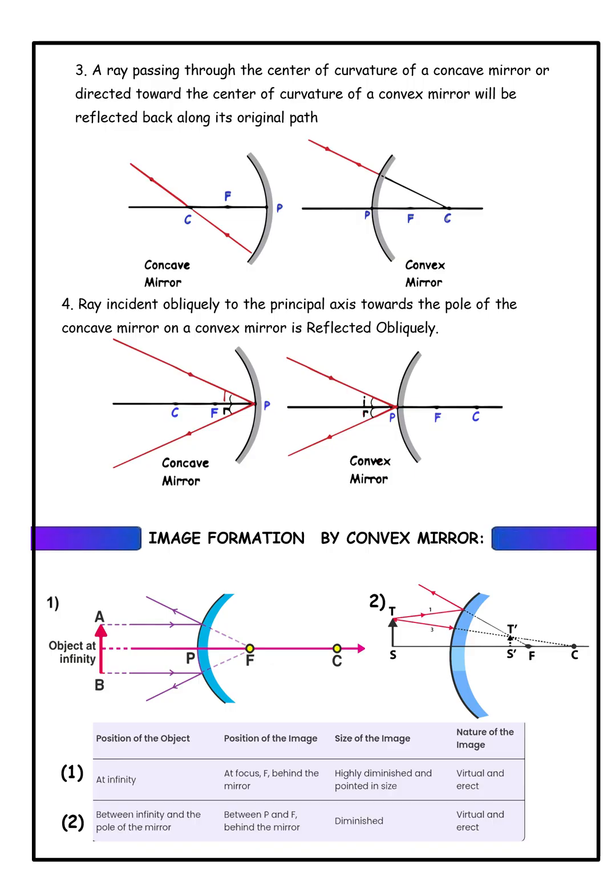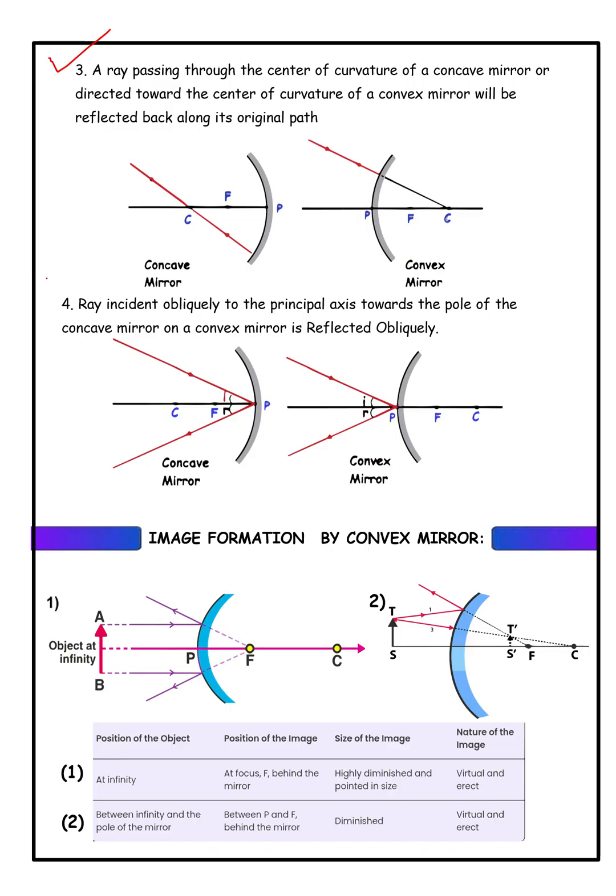We have more to understand in detail the concept about the ray diagrams. A ray passing through the center of curvature of a concave mirror, or directed toward the center of curvature, so if you can see it on the screen, the red line, and of a convex mirror will be reflected back along its original path. So what is the basic rule of the rays here? That they are reflecting back along the same path.